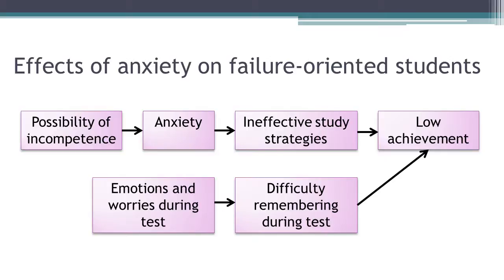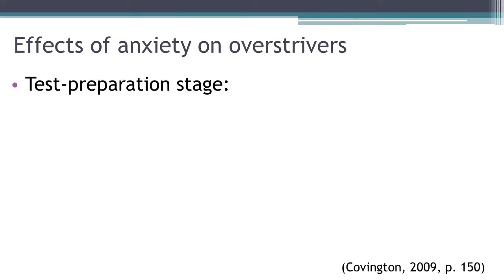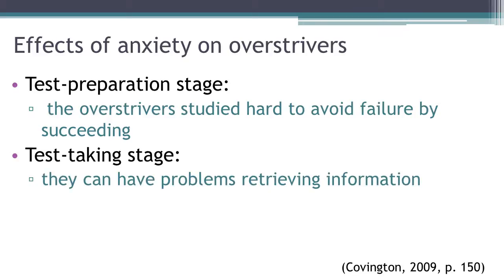In addition, students' emotions and worries during the test can lead to difficulty remembering during the test, which can also contribute to low achievement. So students' low achievement is really a combination of things that occur before and during a test. Now let's look at the effects of anxiety on overstrivers. Remember that they are high on approach and high on avoidance. In the test preparation stage, they studied hard to avoid failure by succeeding. In the test-taking stage, they can have problems retrieving information, yet after the test, they can easily recall this information.